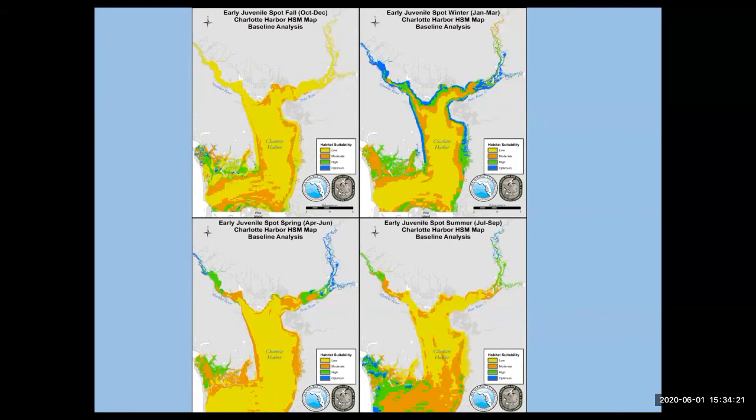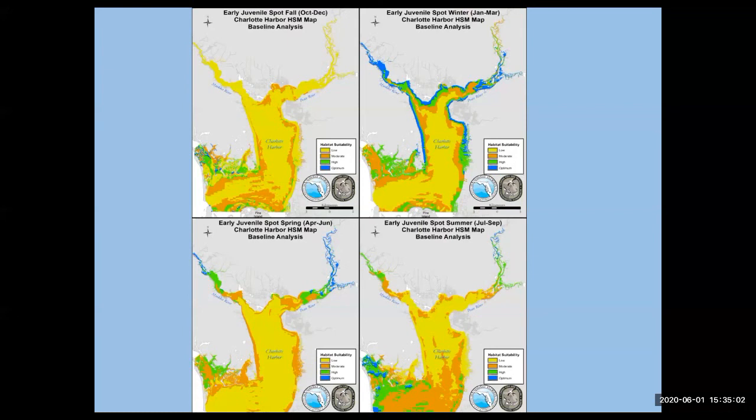This is the early juvenile spot, which, as I said before, is a transient species. In other words, they move out into the Gulf of Mexico to spawn. They recruit into the Charlotte Harbor, in the northern part of Charlotte Harbor, and into the lower parts of the Myakka and lower Peace River in the winter. But then in spring, they move north and they move up into what's called the upper Peace segment, the upper part of the lower Peace River, north of where it intersects with Shell Creek.